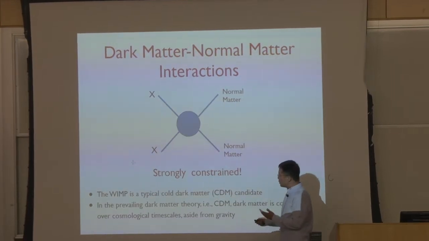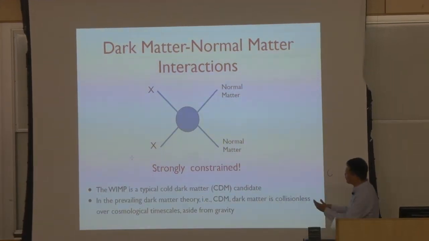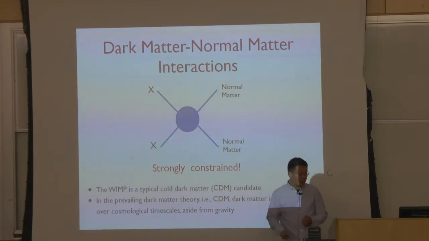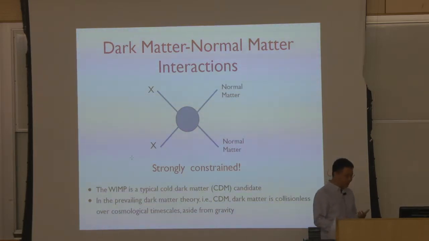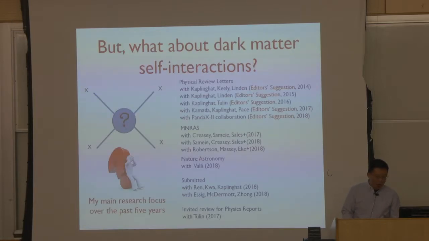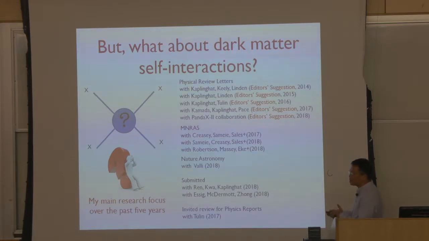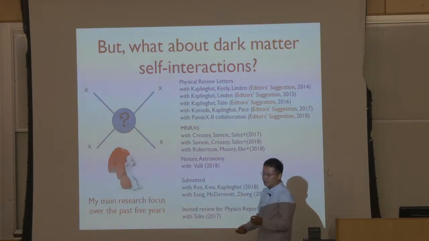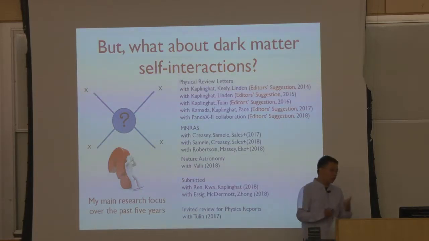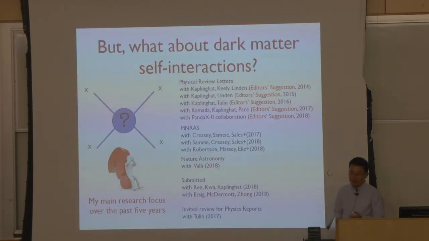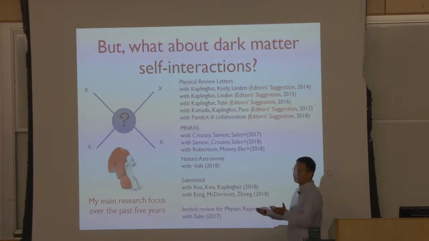Although most people in the community focus on how dark matter interacts with standard model particles, what I wanted to ask is: is there any possibility, or any interesting consequence, if dark matter has self-interactions? Because if you look at the visible sector, almost all of the matter particles have self-interactions.